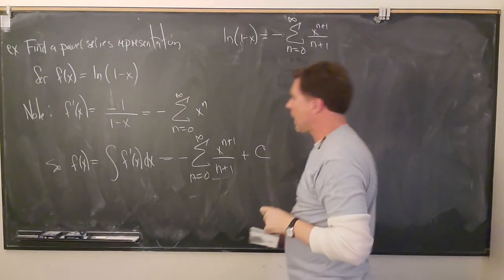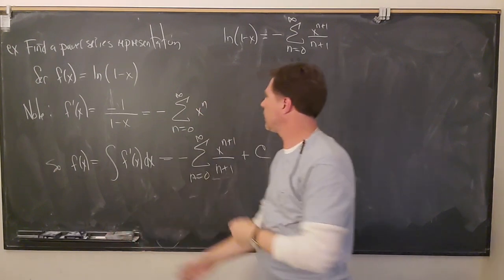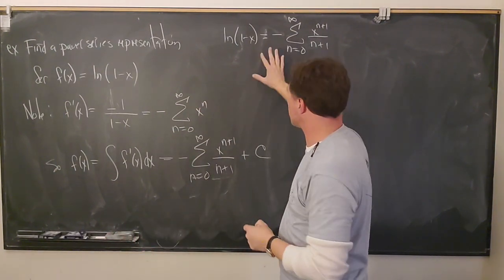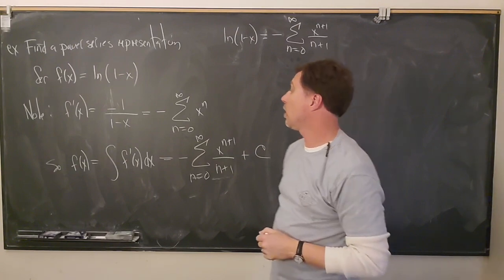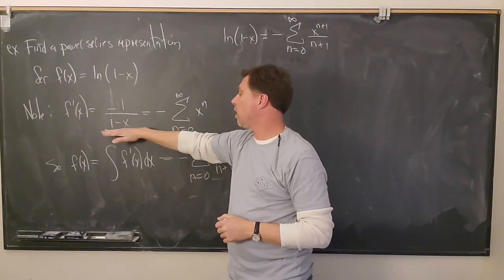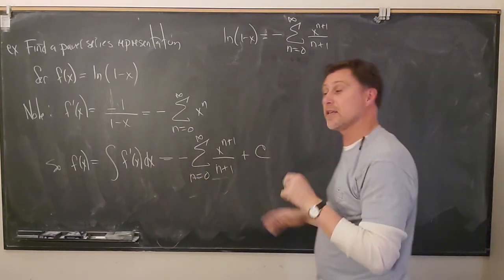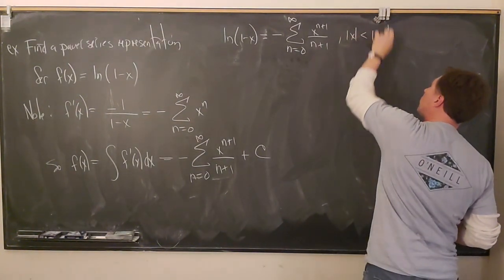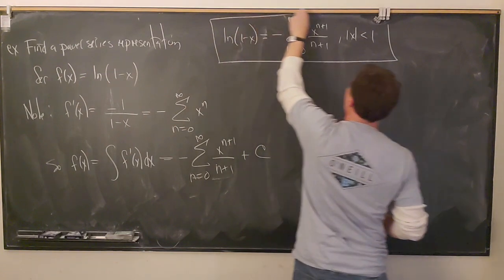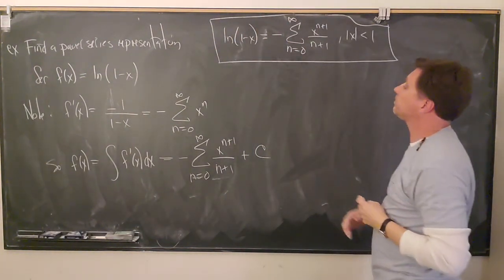And now we need to finish this off by including the radius of convergence. Radius of convergence here is 1. All we did was take an antiderivative. That doesn't change the radius of convergence. So there it is right there.